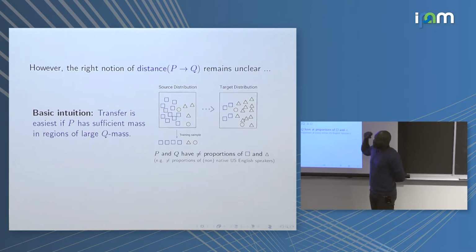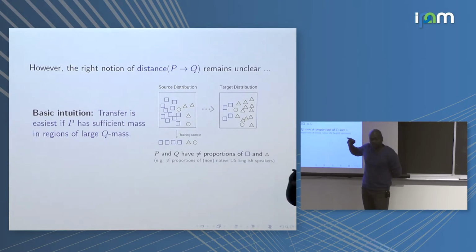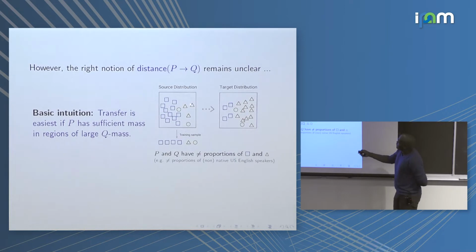Transfer should drive a notion of distance. Transfer is easiest if the source distribution P has sufficient mass in regions that we care about under the target Q. Okay, so here is a simple cartoon. In this cartoon, we have a distribution on squares and triangles. Imagine these being all types of accents, and these being accents like mine, or Scottish accents, or accents that are hard for Siri.